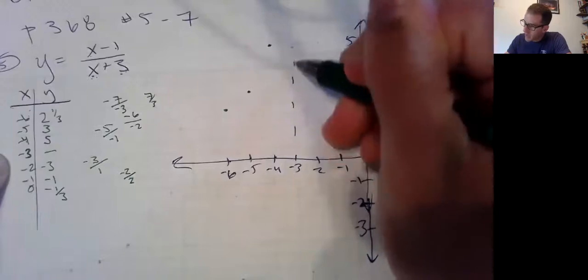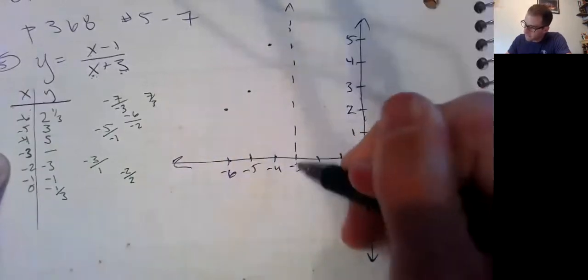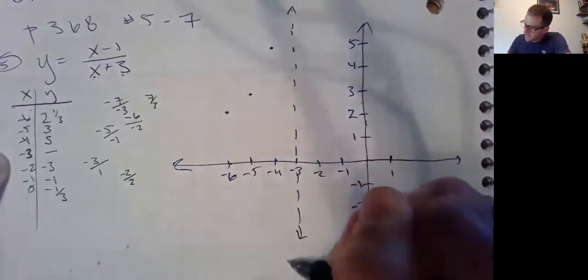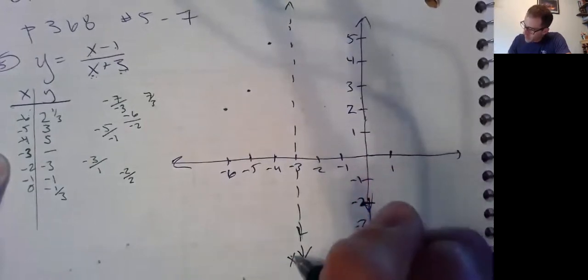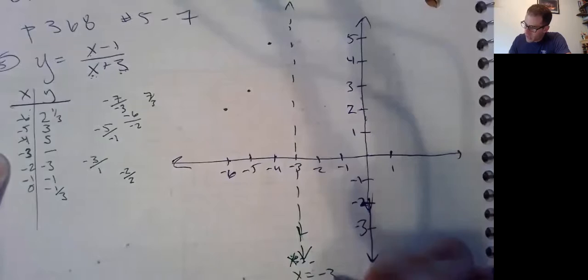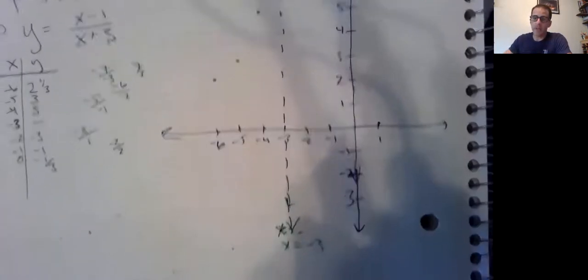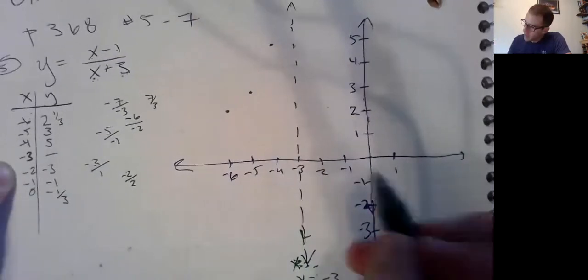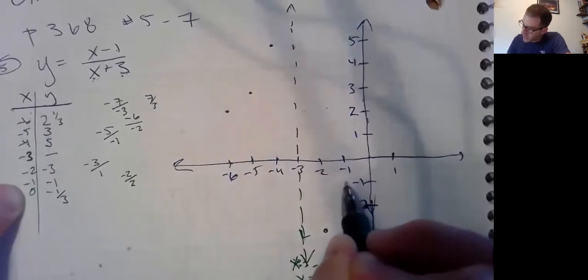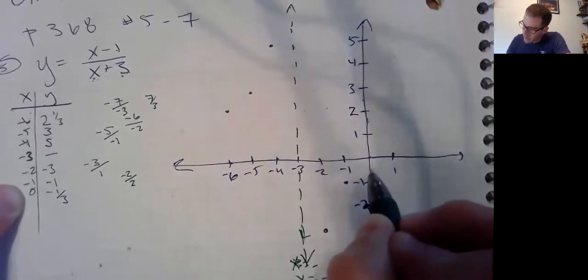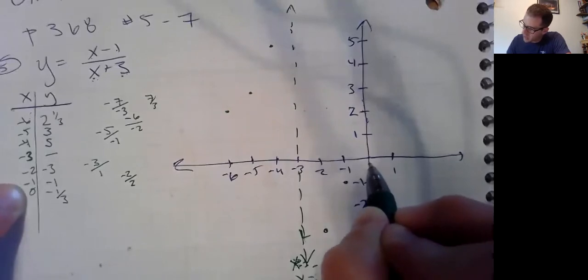-3 is my vertical asymptote. Oops, I should keep going. x equals -3, right? We label it, dash line, label it. (-2, -3), (-1, -1), and (0, -1/3). This is -1/2, so this is -1/3.